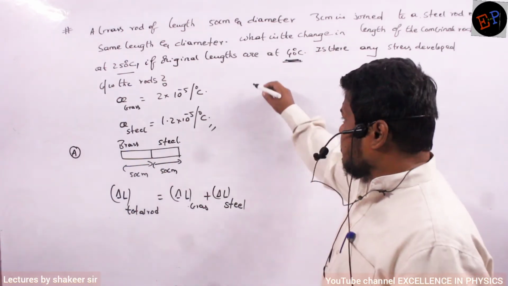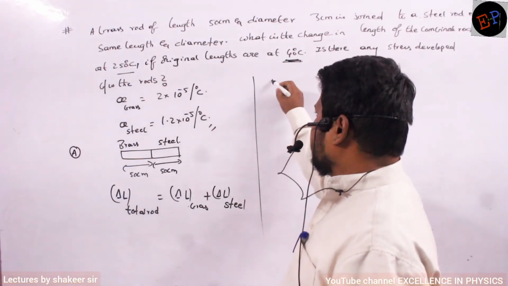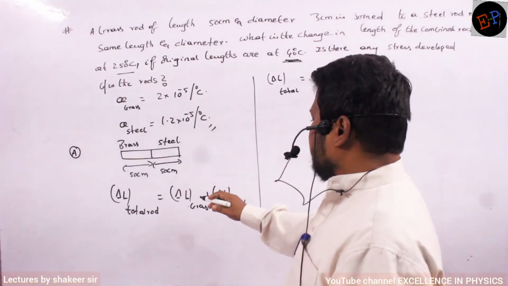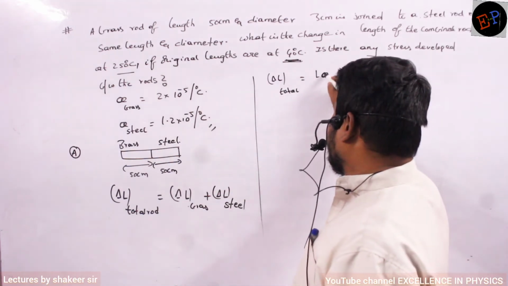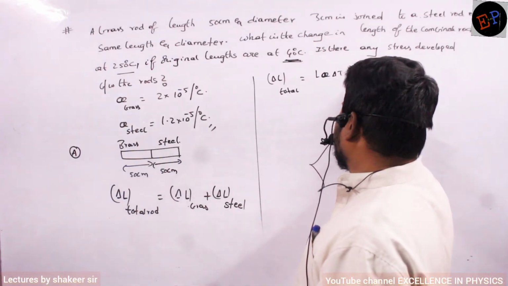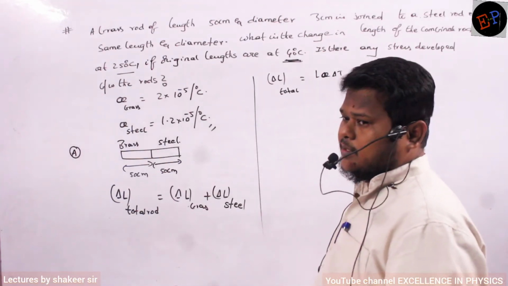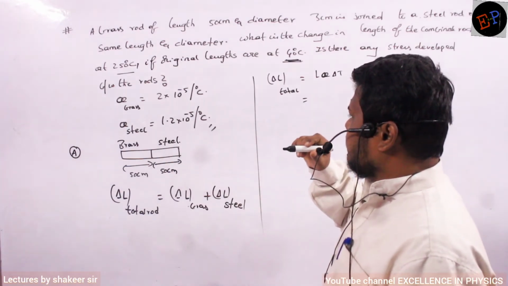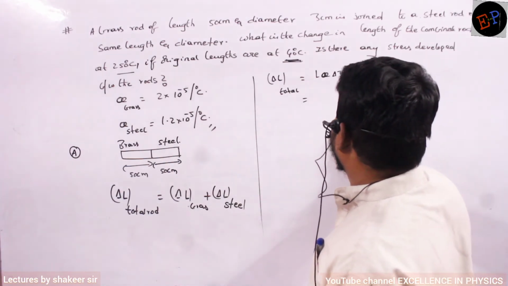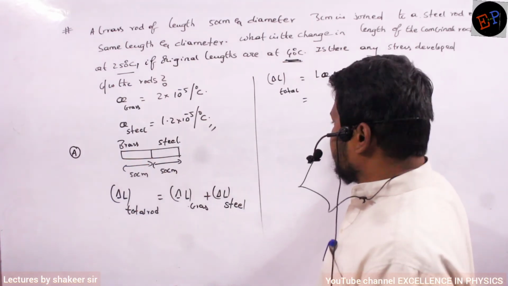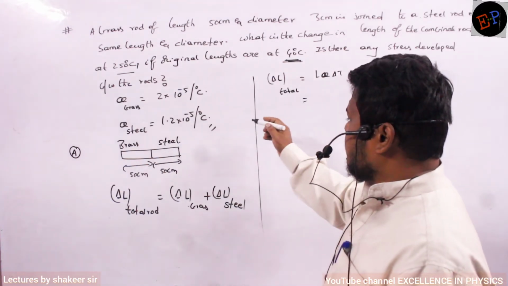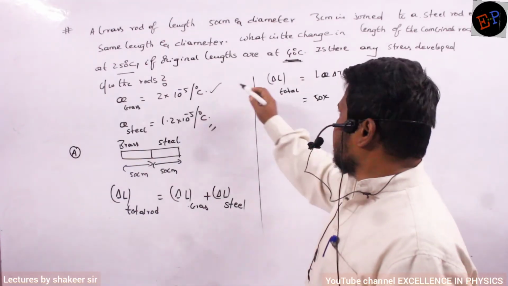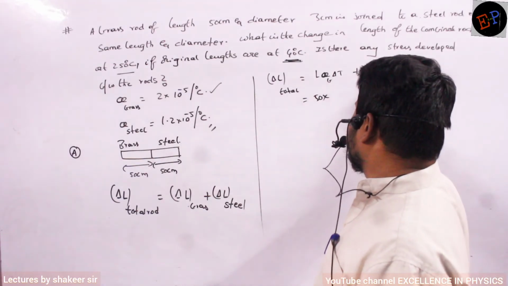And delta L values we already know. So delta L of the total rod is equal to L alpha delta T plus L alpha delta T. What is meant by the first L? 50 centimeter. I will calculate in centimeters only. So 50 into, what is the alpha value? Alpha of brass is how much? This is brass, and this is steel.